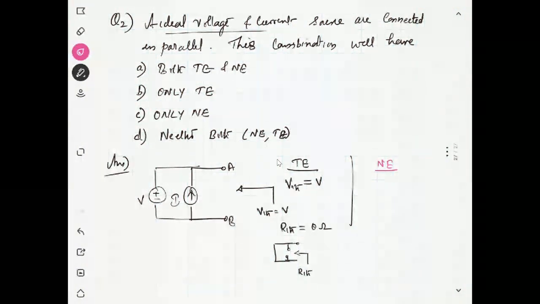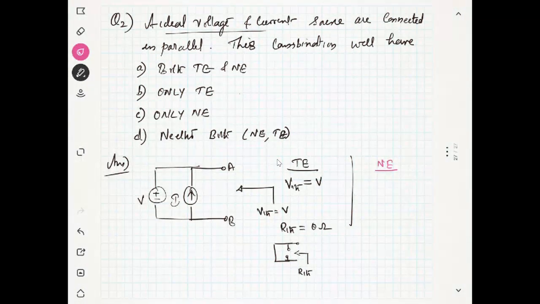Now we will see what the situation is with the Norton equivalent. To find the Norton equivalent, you want to find the current source. This is the voltage source and this is your current source, and you can find the Norton equivalent by finding the short circuit current between the points A and B.